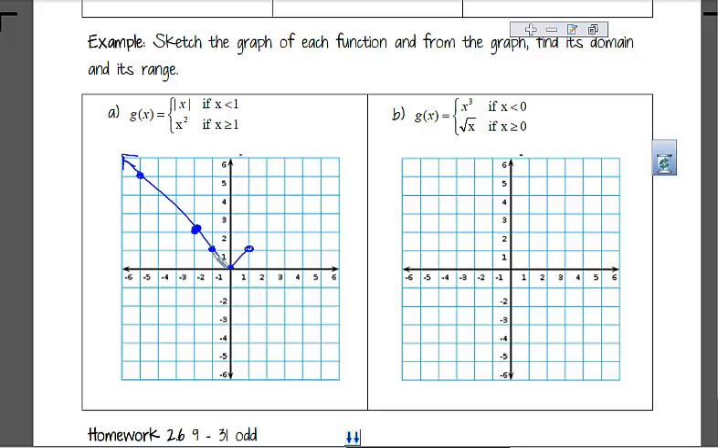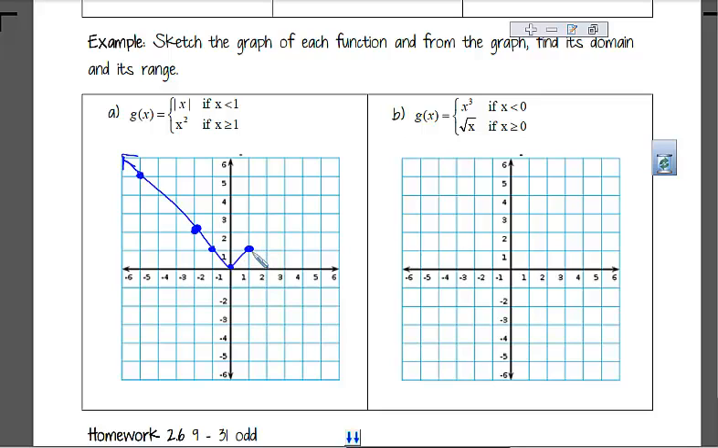Okay, these are solid. But this one is an open circle. Okay, this one right here. Then I want to do x squared if x is greater than or equal to 1. So when I put in 1 to x squared, we get what? 1. So now I can make this a solid circle.